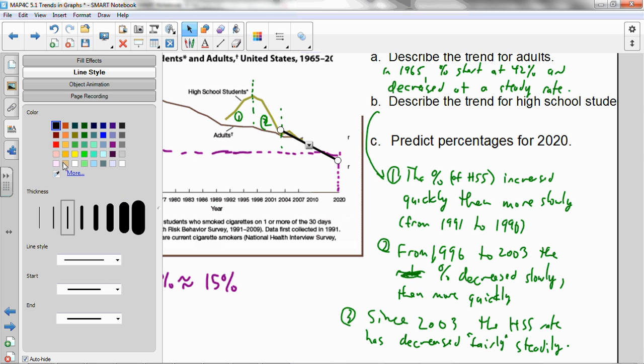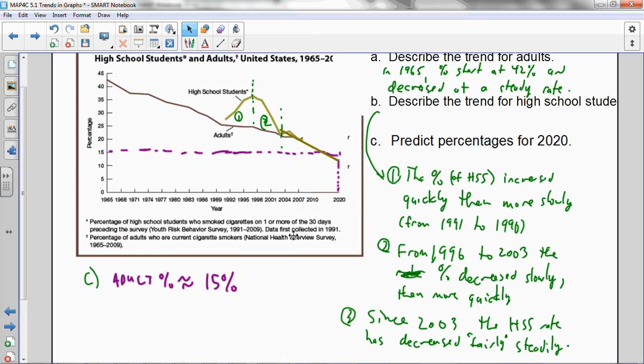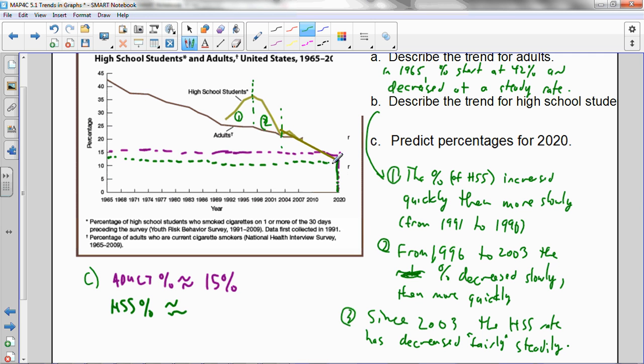Now this is just an estimate, isn't it? Oh, that's a terrible color. There, that's pretty close. And we're just extending the graph. High school student percent about, well, in 2020, what would we say? A little bit lower, maybe 13%. These are just estimates, just using the trend and coming up with an estimate. About 13%.